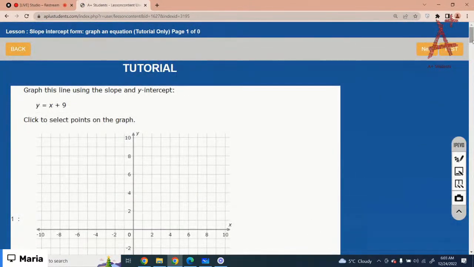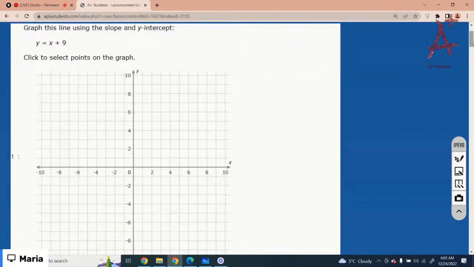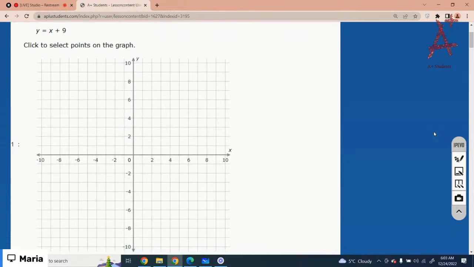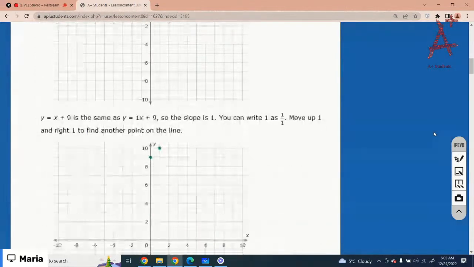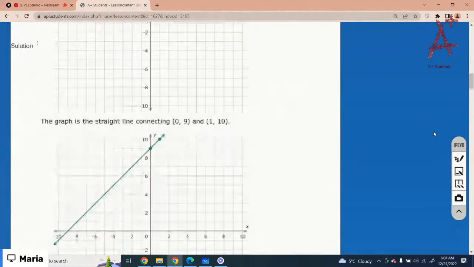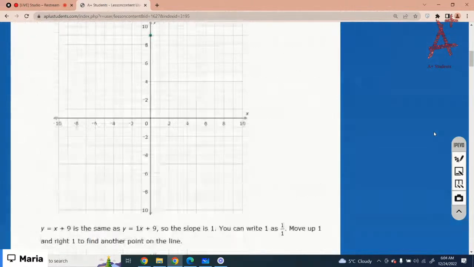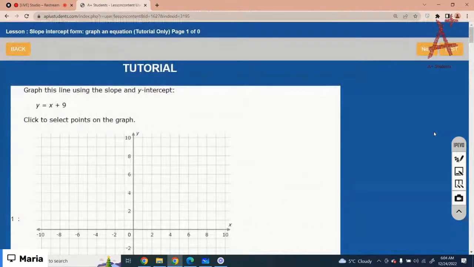So let's start with the example. Graph this line using the slope and y-intercept. You are given the equation y equals x plus 9, and you have to graph the equation. Got it? Whenever you are given an equation, you have to find the x-intercept and y-intercept of the equation. Got it? So what is x-intercept and what is y-intercept? Let me just explain. The equation is y equals x plus 9.